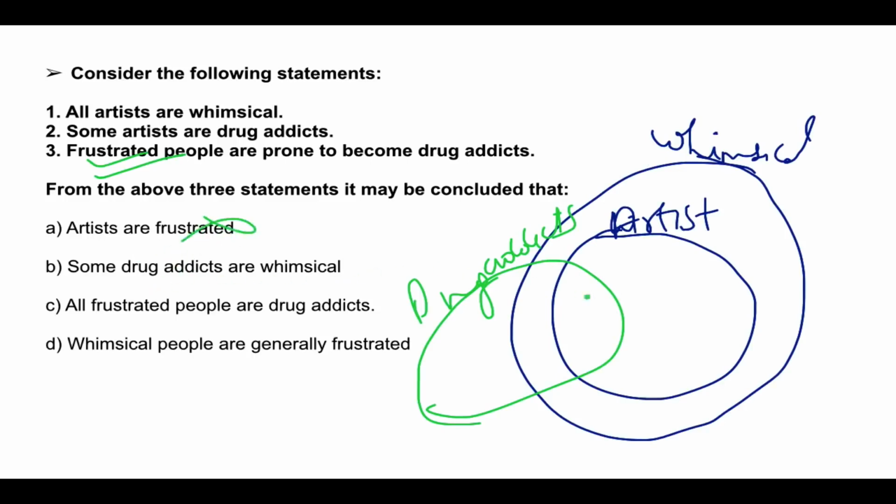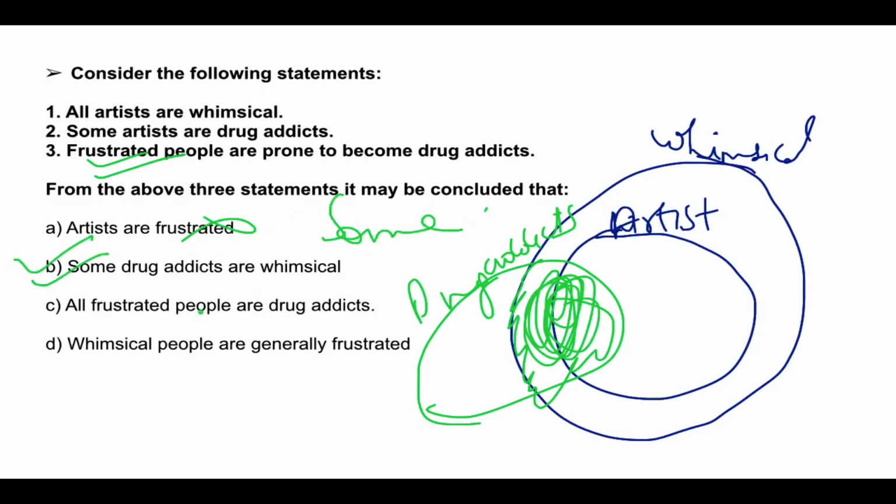Some drug addicts are whimsical. Can you see this portion of drug addicts? This portion of drug addicts is whimsical. So the answer is B. Whenever some is there, most of the time it is the correct answer. All frustrated people are drug addicts. This is wrong. Whimsical people are generally frustrated, absolutely wrong.